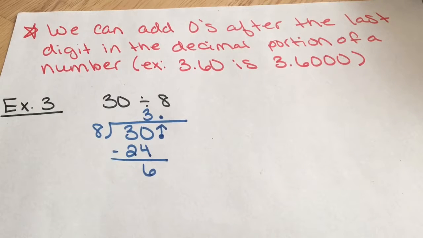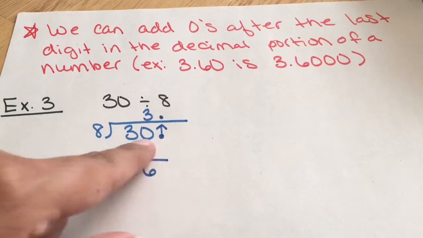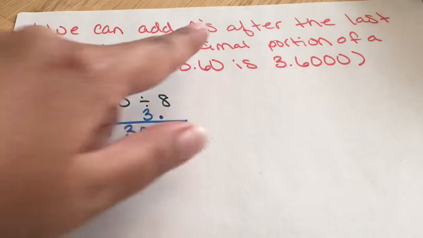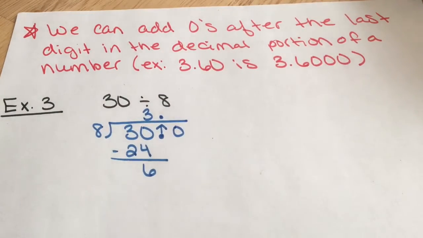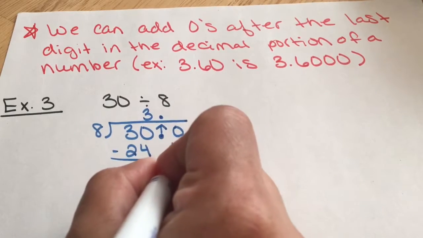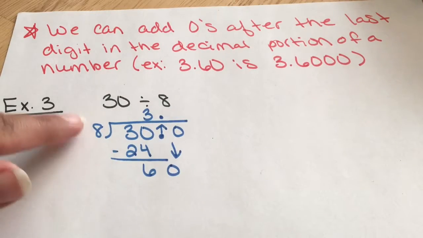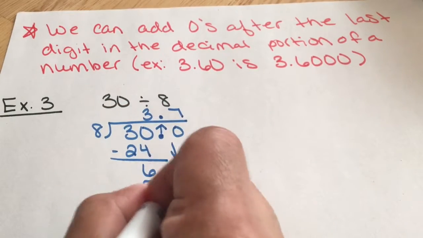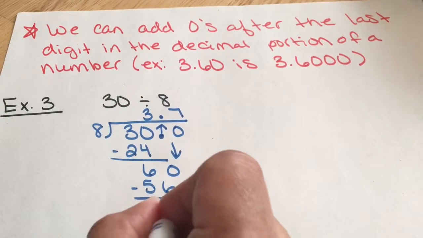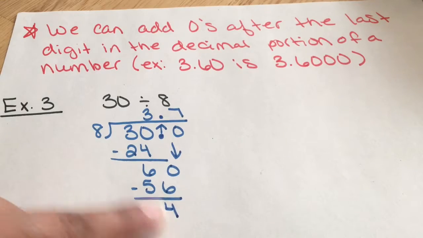At this point, I don't have any other numbers in my dividend. But again, we can add zeros. So I'm going to go ahead and just add a 0. We'll see what happens after this point. And I'm going to bring it down. 8 goes into 60 7 times. 7 times 8 is 56. And we have a 4.